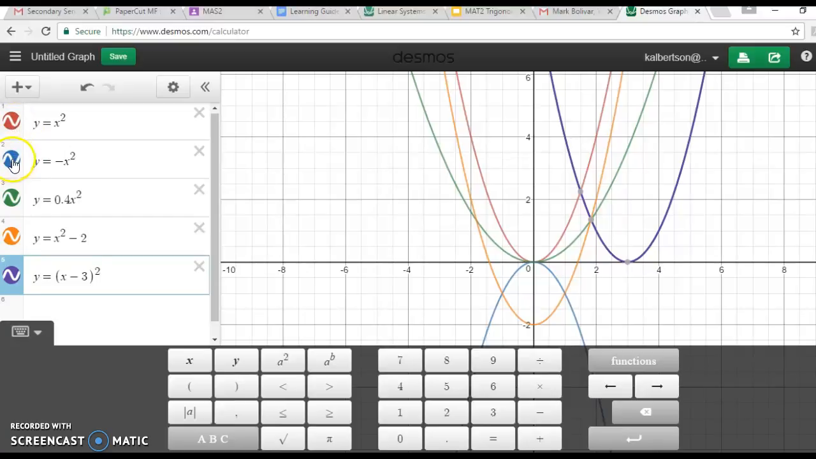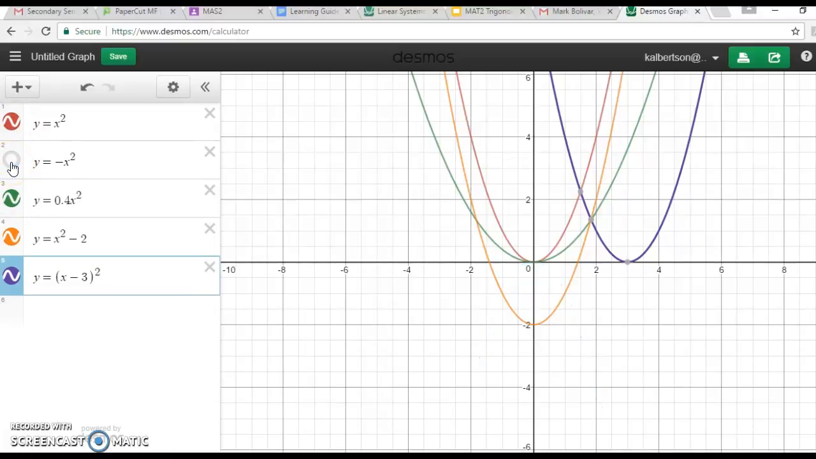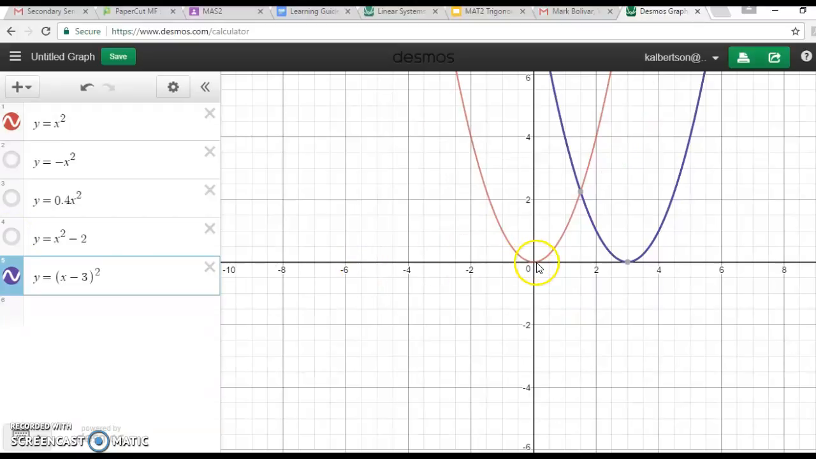Here's my original in red. I can also get rid of the ones that are a little bit confusing. So if I only want to look at the sideways shift, I can take out all of them. Here you go, original, and there it is, x minus 3 all squared sits along on positive 3.